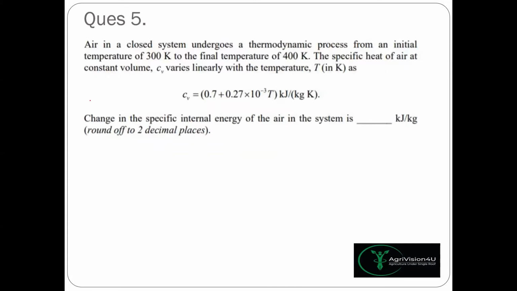Fine. Now coming to question number 5. Question number 5 says air in a closed system undergoes a thermodynamic process from an initial temperature of 300 Kelvin to a final temperature of 400 Kelvin. The specific heat of the air at constant volume, Cv, linearly varies with temperature as given. Now we have to find out the specific internal energy for the system. Now the specific internal energy, that means per kg, we are not considering the mass over here, so it will be Cv dT, right?